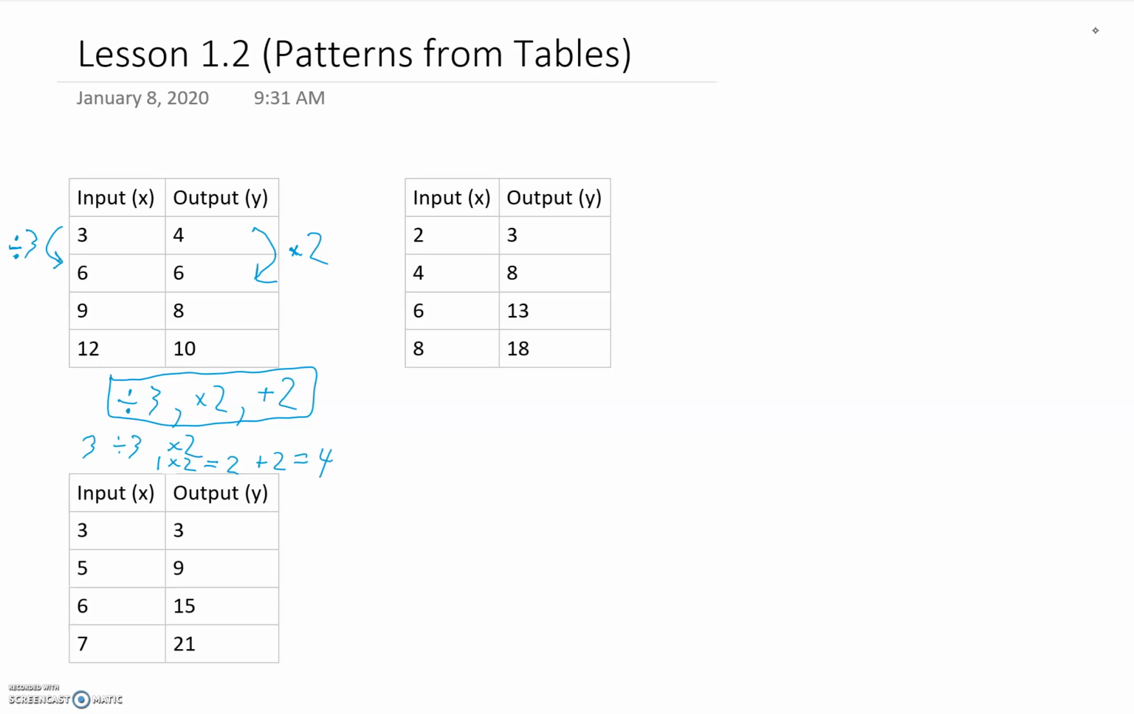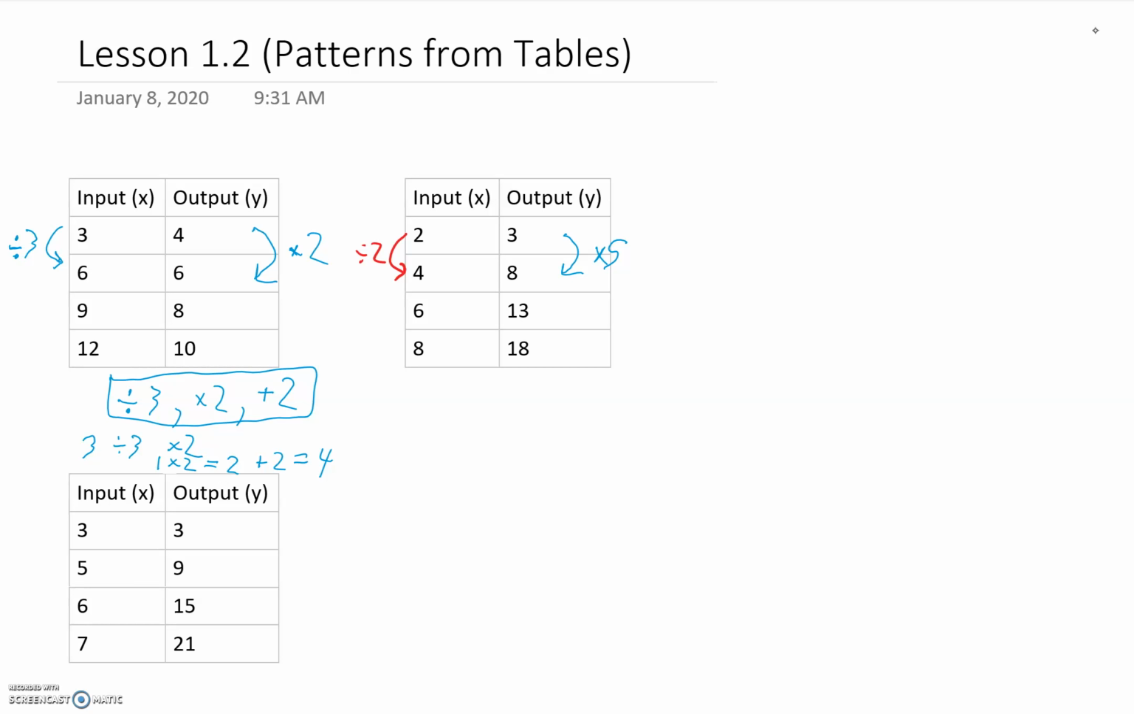Okay, so same steps on the next table. Look for the change on the input, look for the change on the output. So here the change was 5 on the output. Here the change is 2 on the input. Just like before, if it's on the input side, then you should divide. If it's on the output side, you should multiply.